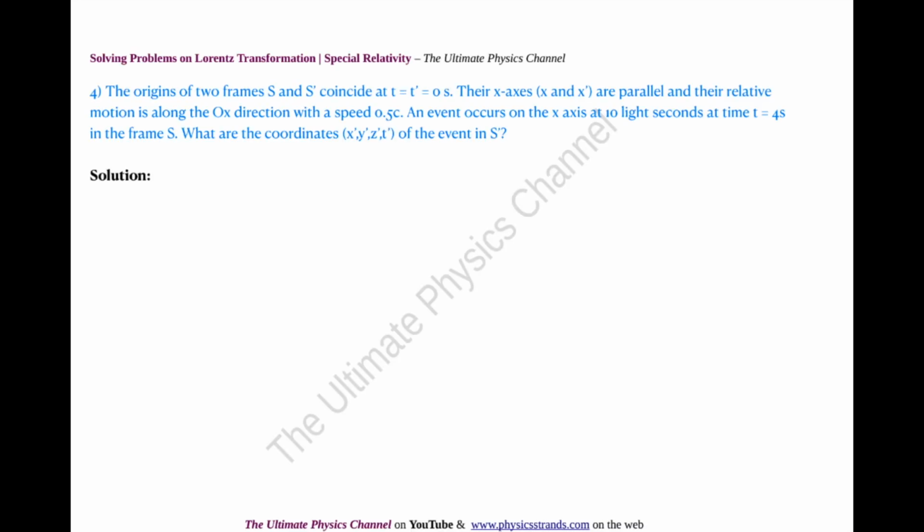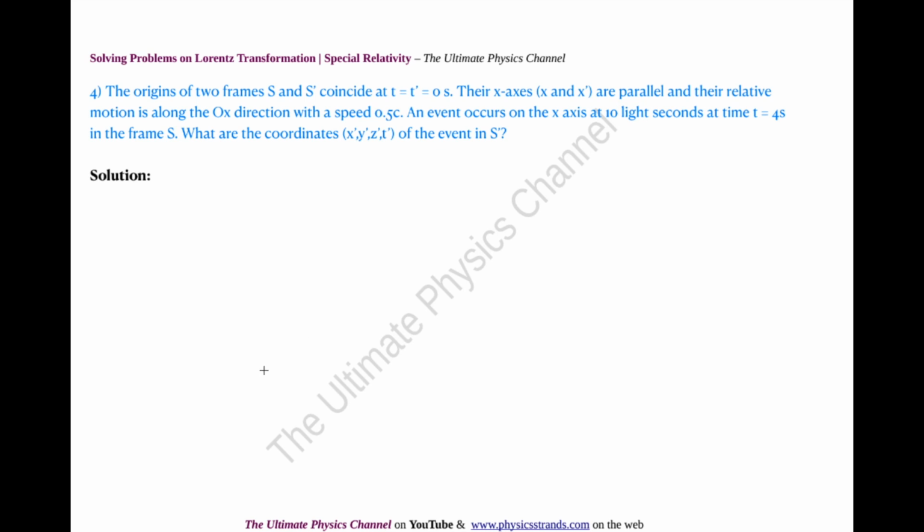Okay, the fourth problem: the origins of two frames S and S prime coincide at t equal to t prime equal to 0 seconds. That is, initially at t equal to 0, the two frames' origins are coinciding. Their x-axes, x and x prime, are parallel, and their relative motion is along the common x direction, x prime direction, with a speed 0.5 c.